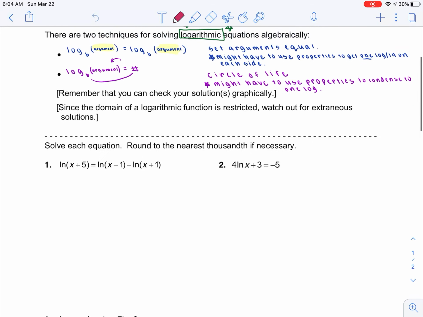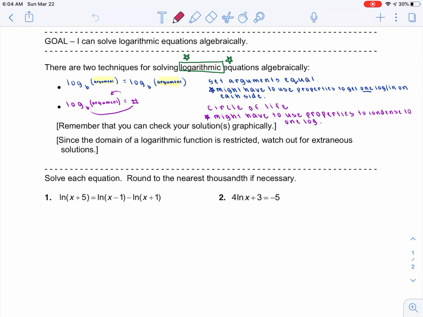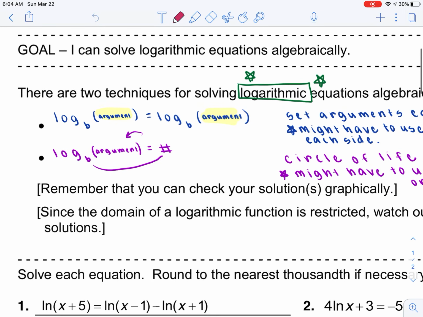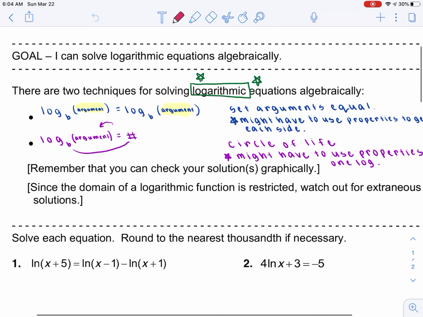equation. So in order to solve log equations, there's 2 methods we're going to be using. The first method involves setting the arguments of each log equal to each other. This can only work when you have one log on each side. You're going to set those arguments equal to each other and solve, but you have to be careful you check for solutions that do not work.